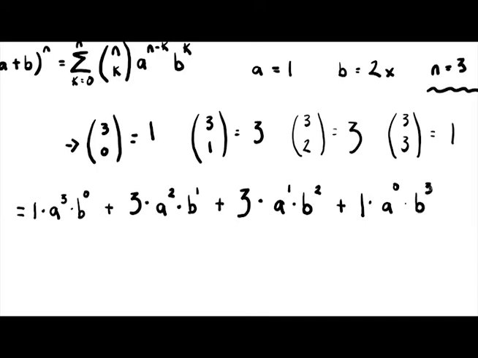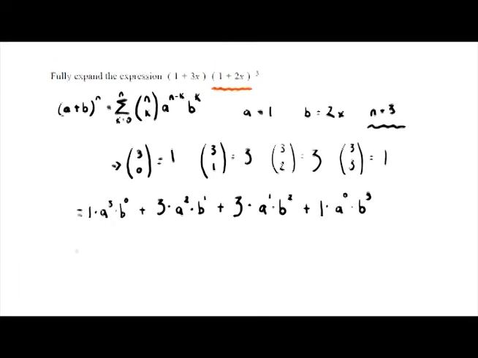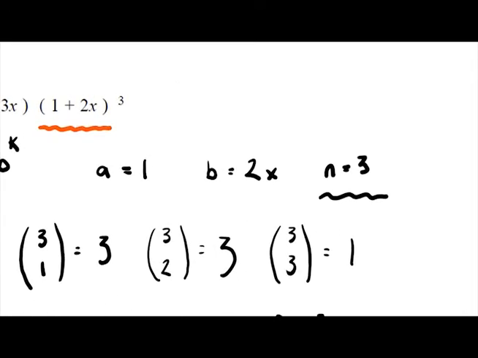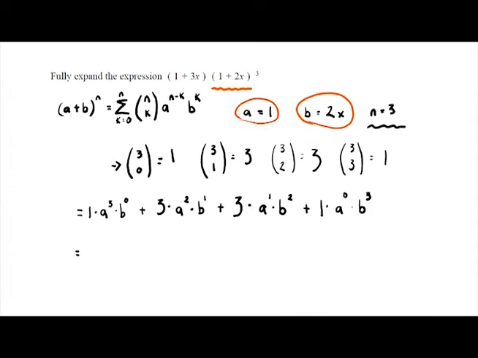So the next step you have to do is you just have to substitute in each of the terms that we have for a and for b up above. So for every a, we substitute in 1, which in all cases we know 1 to any power is going to be 1. And for the second term, b, we have 2x. We'll just have to substitute in and then multiply as it has to be.